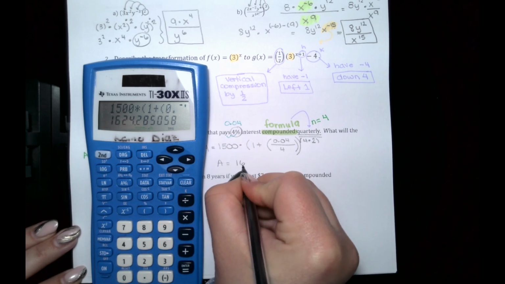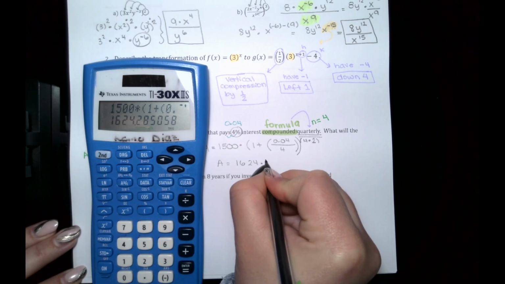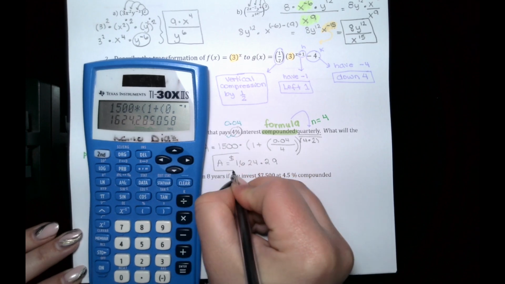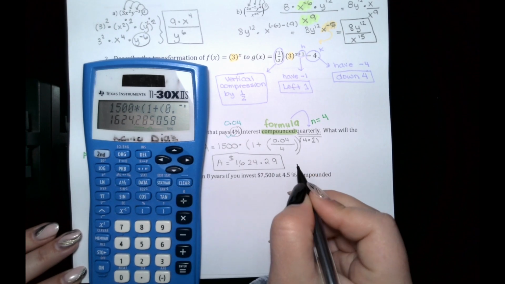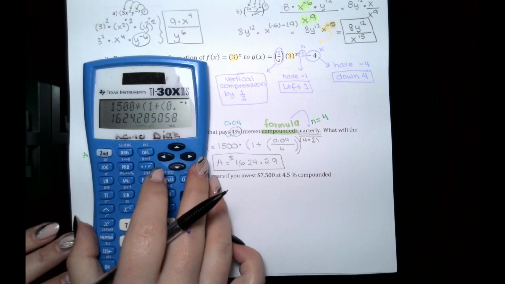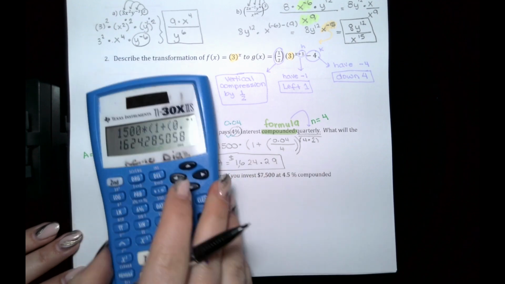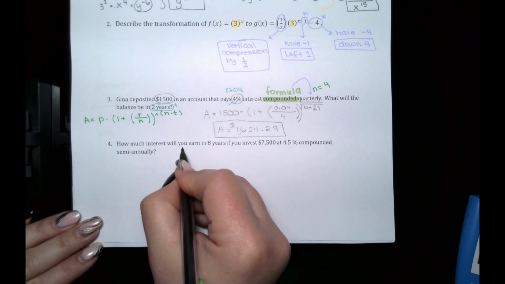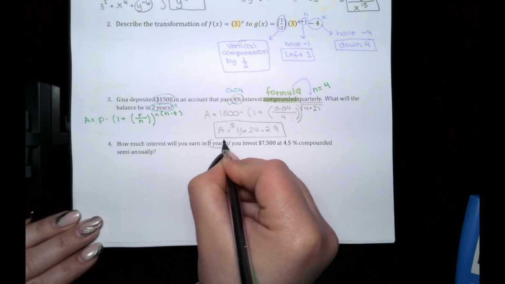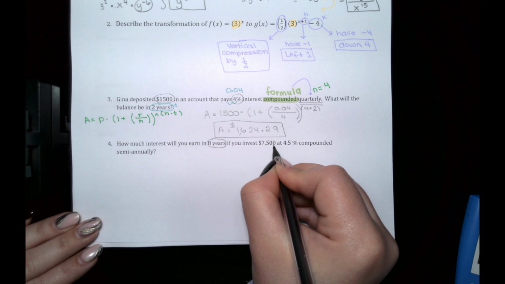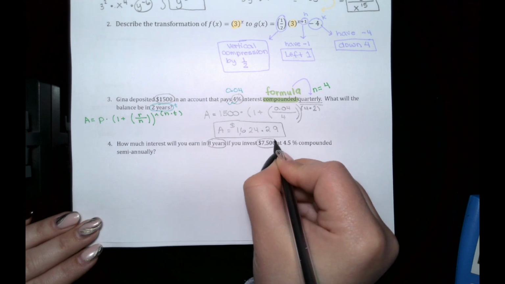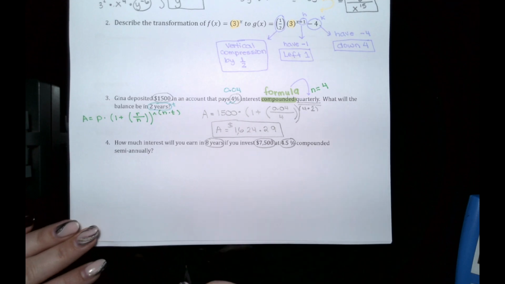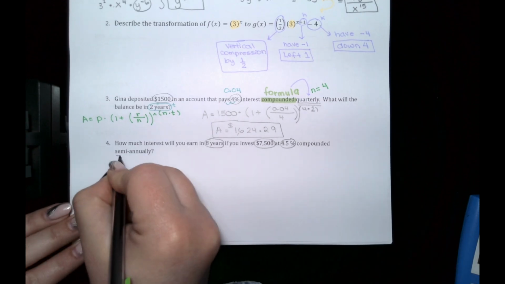We get 1624.29. So that means we are going to have $1,624.29. This is a comma, not a decimal. Let's go again. How much interest will you earn in 8 years if you invest $7,500? Here's your rate, compounded semi-annually.